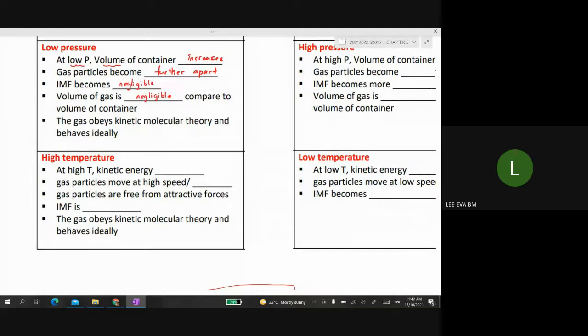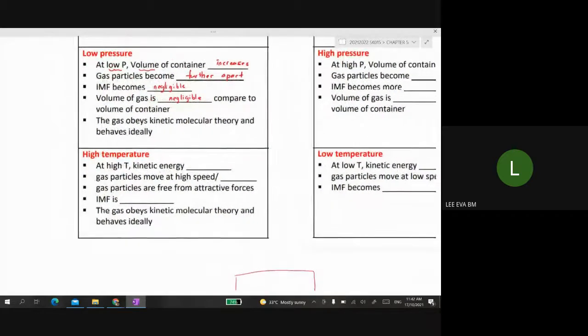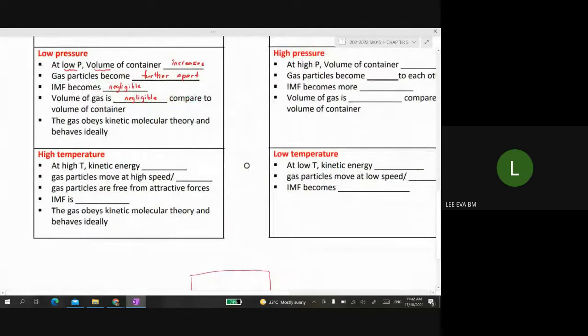Any questions for low pressure for ideal gas? It is related to the theory we learned before, but you just need to remember the condition. The explanations can be linked. You can link it using the short points over here. Any questions for low pressure?